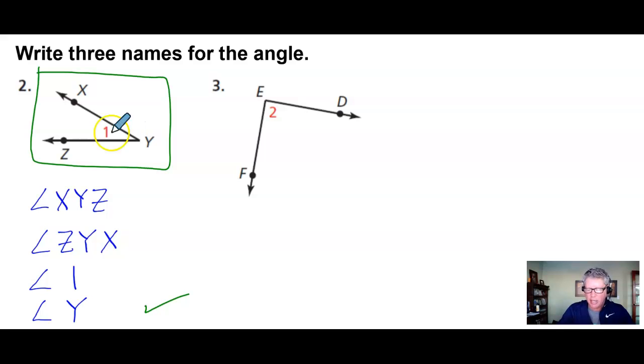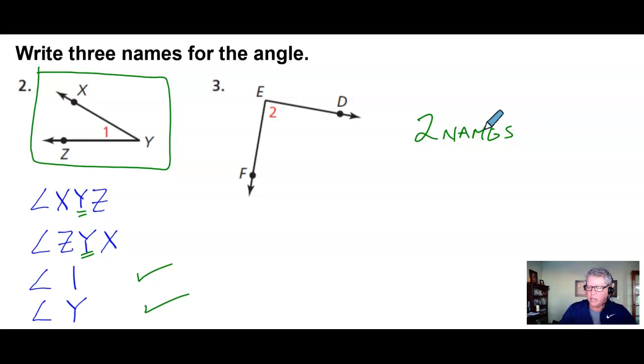Sometimes inside the angle is a number, and we just name it with that, how that's labeled. Now, most of the time we're going to use three letters. It doesn't matter the order of the three letters as long as the middle letter is the vertex, the sharp point.